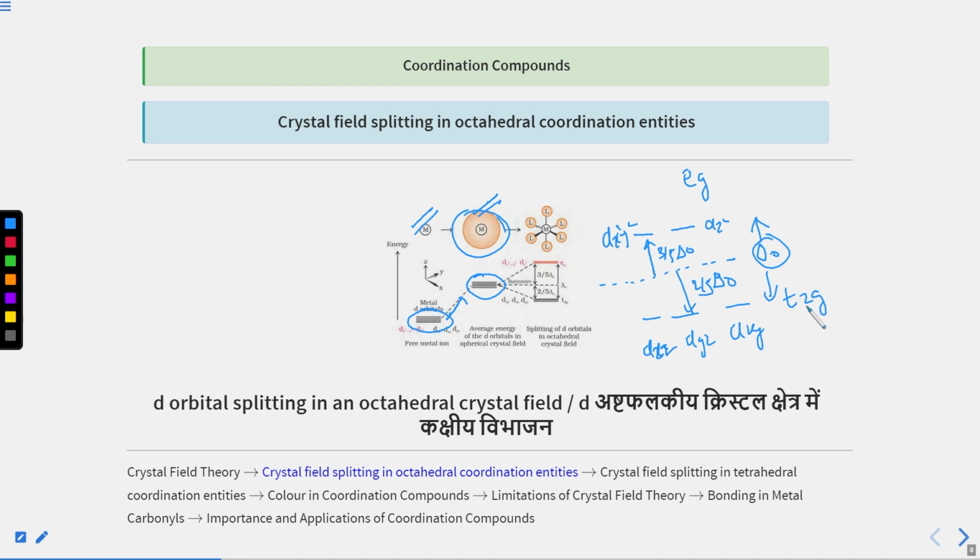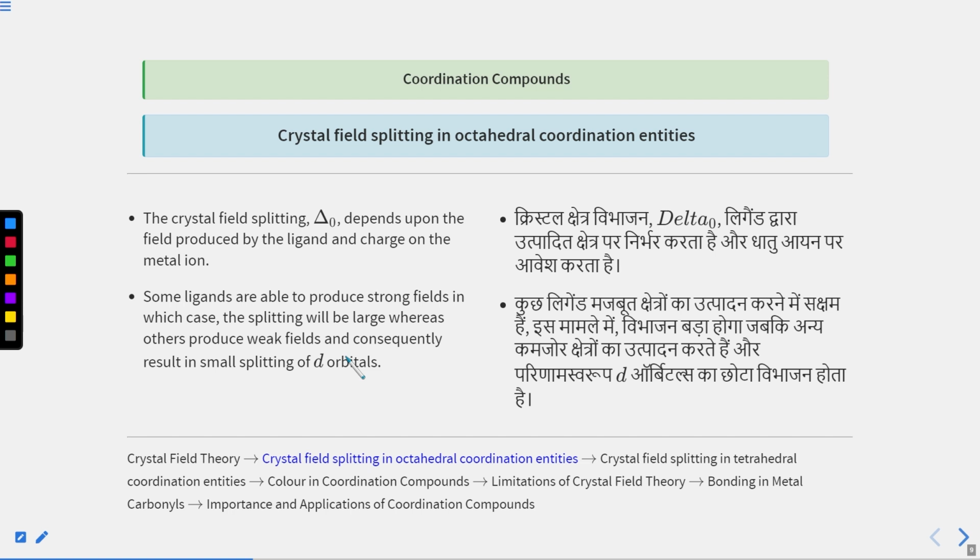Okay. So next we'll move to tetrahedral splitting. So let us move to tetrahedral. The case of tetrahedral is just opposite to the octahedral. So we'll see how it happens.